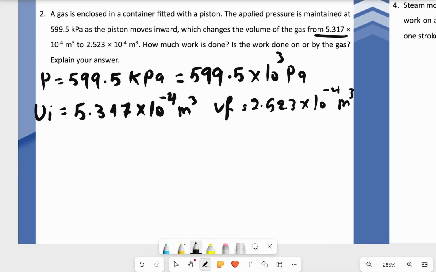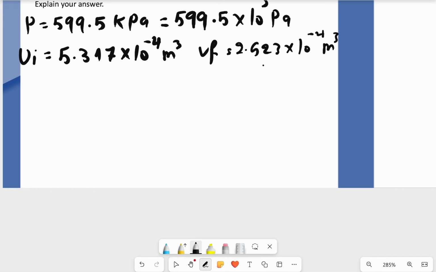How much work is done? It says how much work is done, is it the work done by the gas or on the gas? Remember, work is done on the gas if the result is negative, and work is done by the gas if the result is positive. Let's see, what do we get? You can basically see that V final is smaller than V initial, so it's going to be a negative result. So W, which is work, is equal to pressure multiplied by delta V.